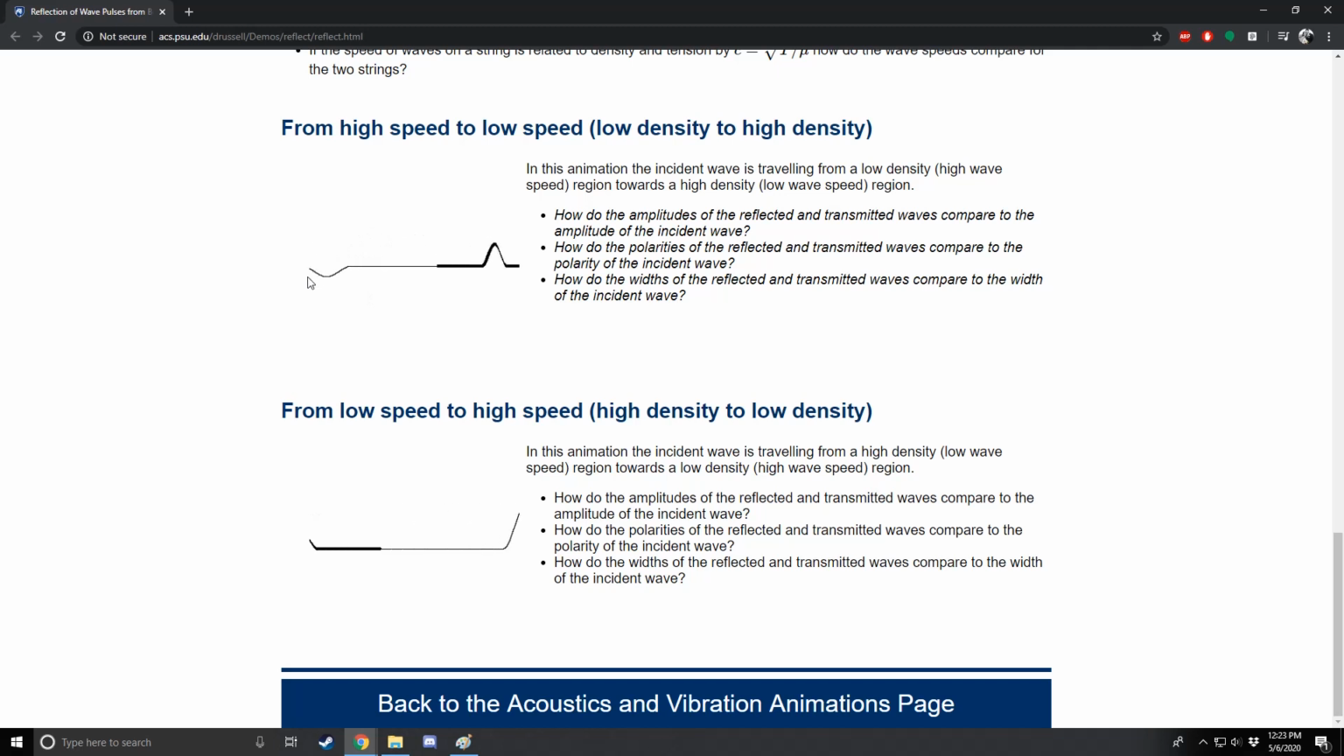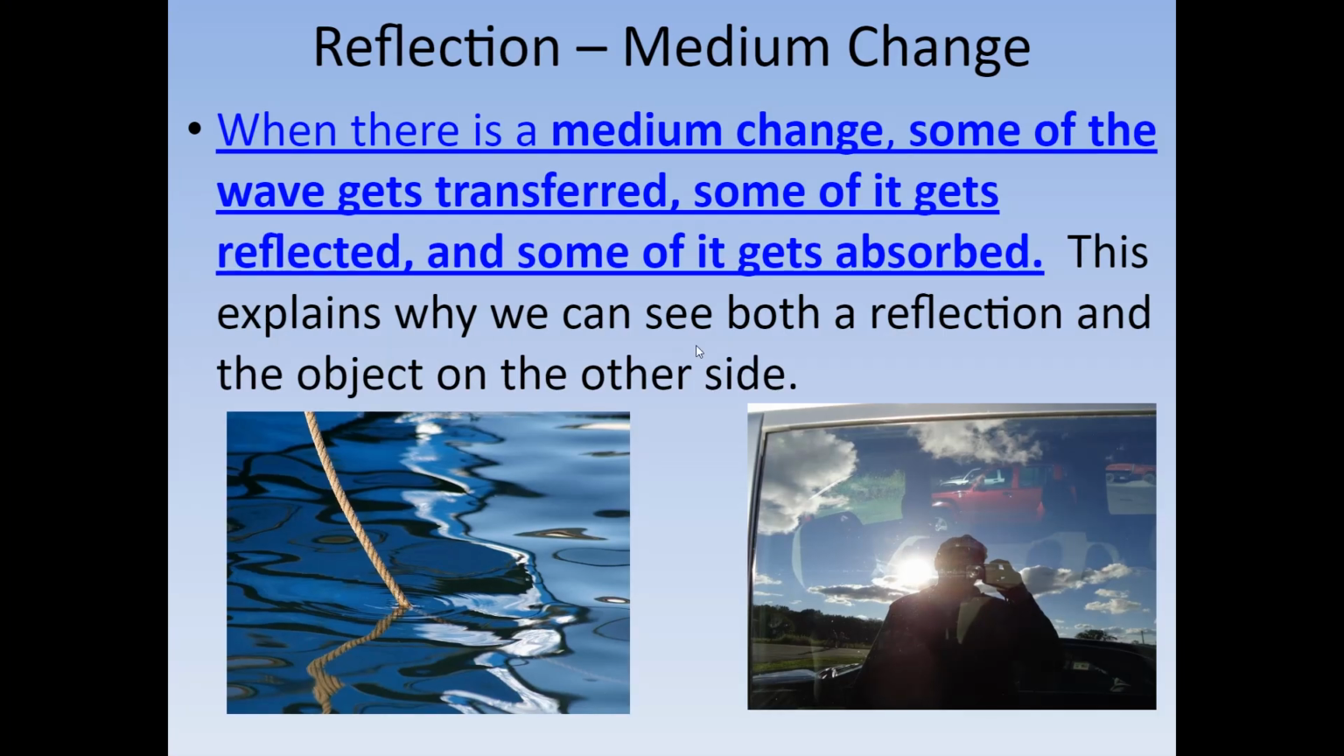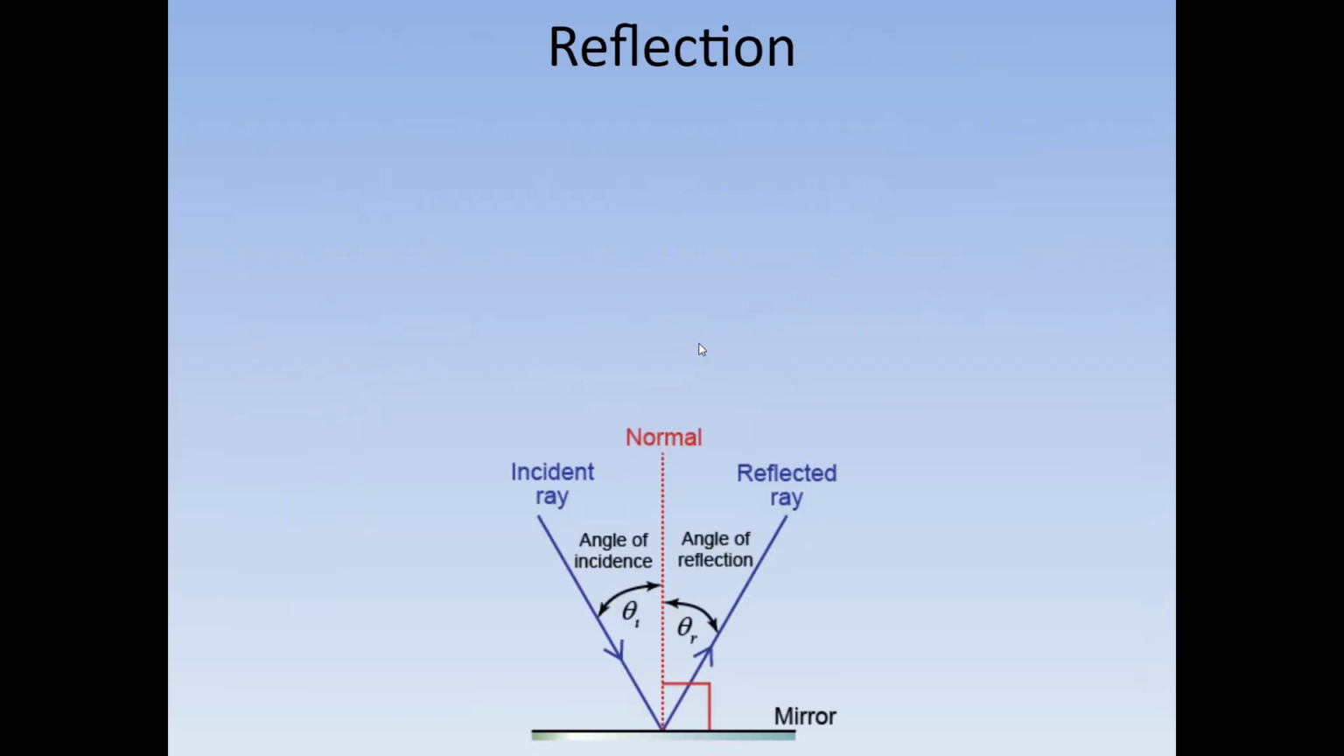So we have a wave traveling through one string. Part of the wave travels through the heavier string, but part of it also gets reflected. And same thing over here, part transferred, and then part of it also gets reflected. All right. So again, something that you just kind of need to recognize is that these three things are always occurring.